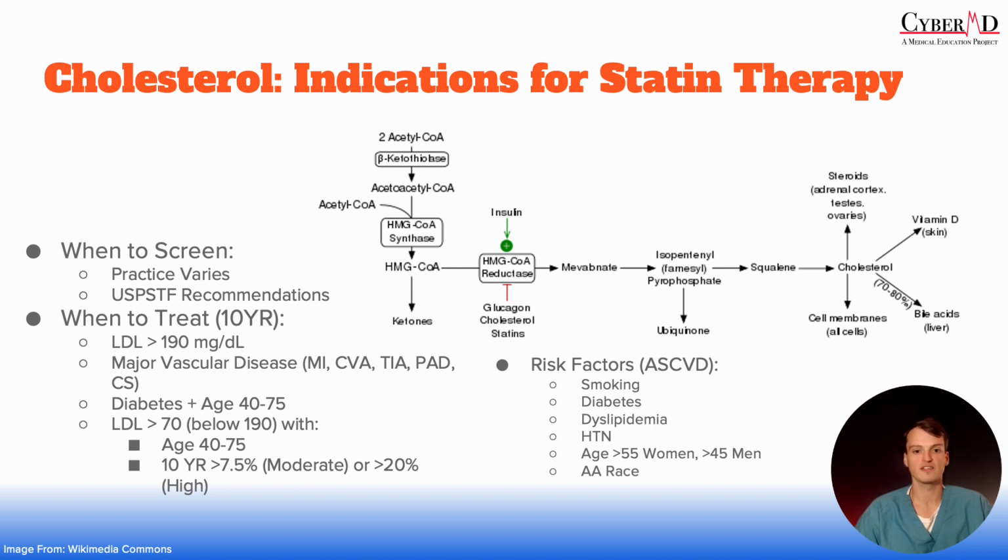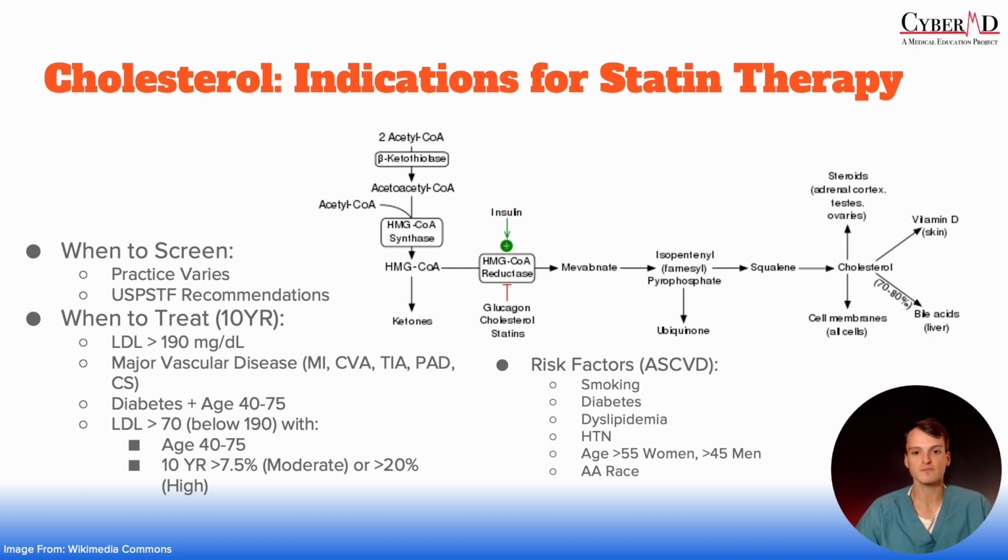And then number four is going to be LDL levels between 70 and 190, age 40 to 75, and then a 10-year risk greater than 7.5%. But again, you won't really be able to calculate that. I like to think that if they have more than three risk factors, it's probably over 7.5%. And so 70 to 190, 40 to 75 for age, and then greater than three risk factors, they probably need a statin.